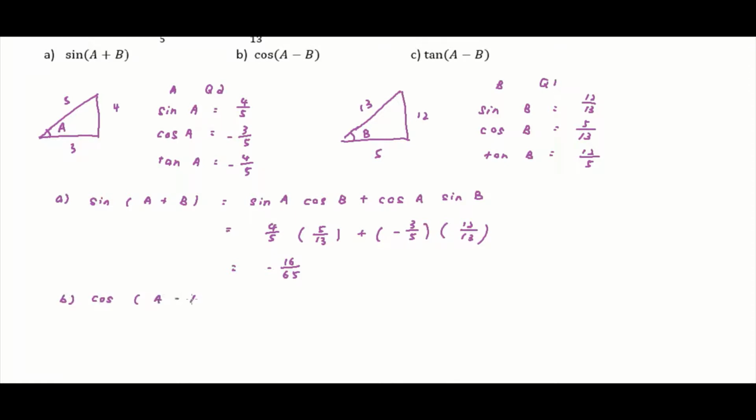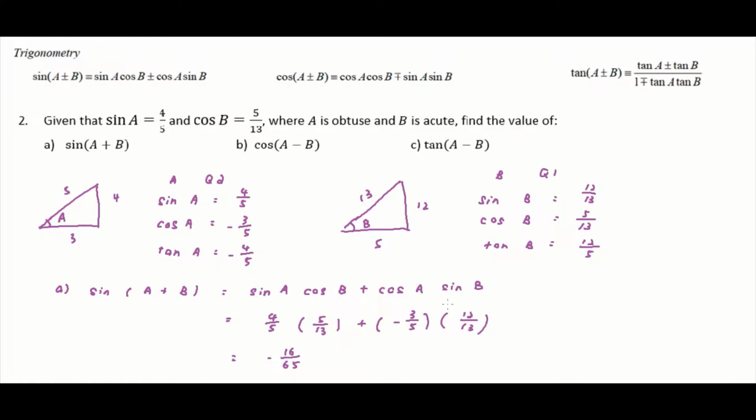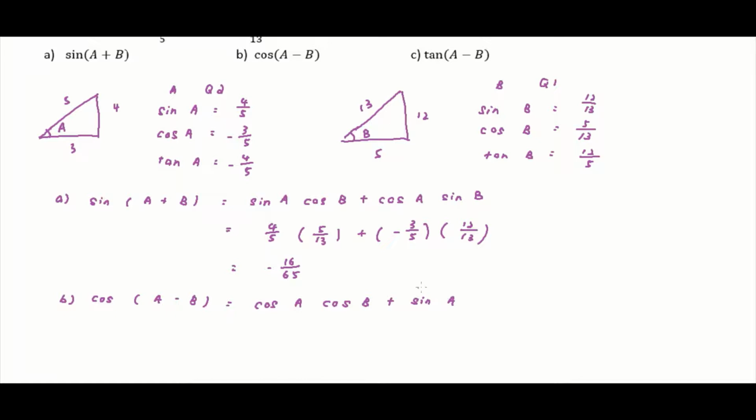So cos(A minus B), when you try to expand it, you should be able to get cos A cos B, and then plus sine A sine B. Remember in your cos, when you minus, then you have plus. So that's why cos A cos B plus sine A sine B. Same substitution: cos A is negative 3 over 5, cos B is 5 over 13, sine A is 4 over 5, sine B is 12 over 13. So you can just calculate it, 33 over 65.